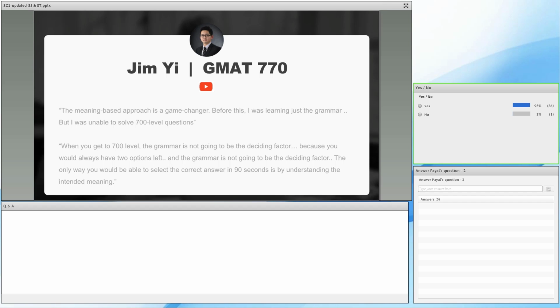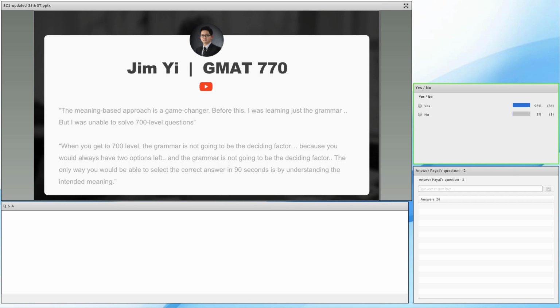But he was stuck at GMAT 700. Now, he struggled with sentence correction, and he also had this thing in mind that I need to get the question correct, and I also need to get that correct under 90 seconds. So then he understood the e-GMAT way of doing sentence correction, and once he got an idea of that, he could understand the core idea of the sentence. What is the core meaning the sentence is trying to present?